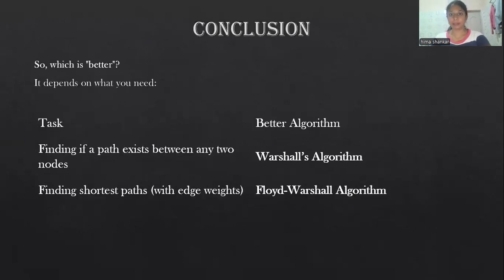So when we compare, Warshall's and Floyd's algorithms are almost the same. When it comes to which is better, it depends on what you need. If the task is about finding whether a path exists between two nodes, then Warshall's algorithm is the better one. For finding the shortest path with edge weights, Floyd's algorithm is the better one. And another thing, Floyd's and Warshall's do not work for negative numbers.